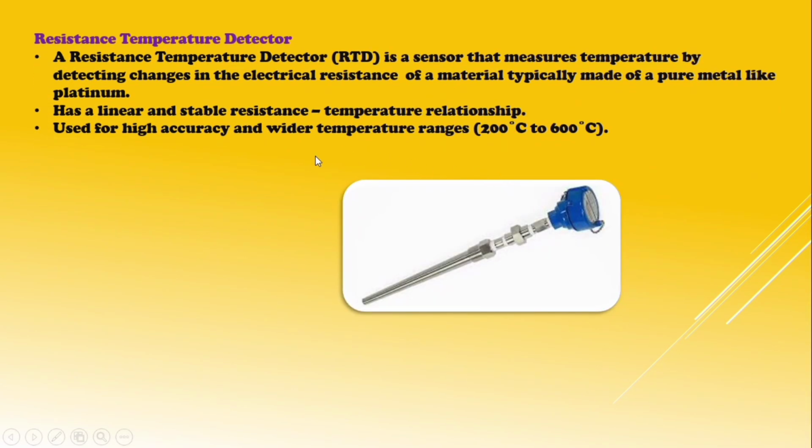Resistance temperature detector. A resistance temperature detector (RTD) is a sensor that measures temperature by detecting changes in the electrical resistance of a material, typically a pure metal like platinum. It has a linear and stable resistance-temperature relationship. It is used for high accuracy and wider temperature ranges, from minus 200 degrees Celsius to 600 degrees Celsius.